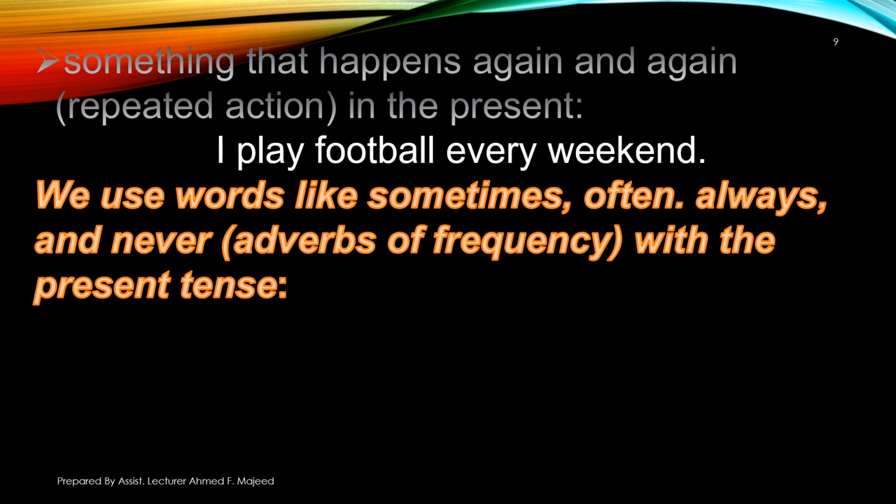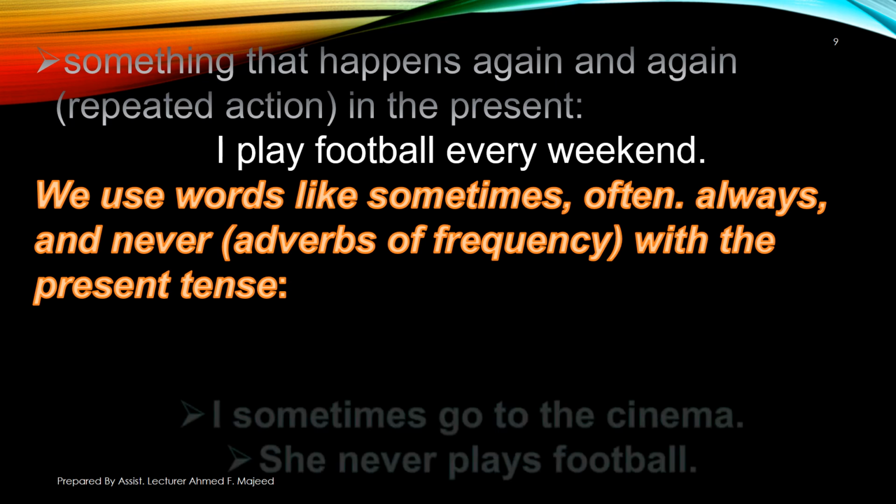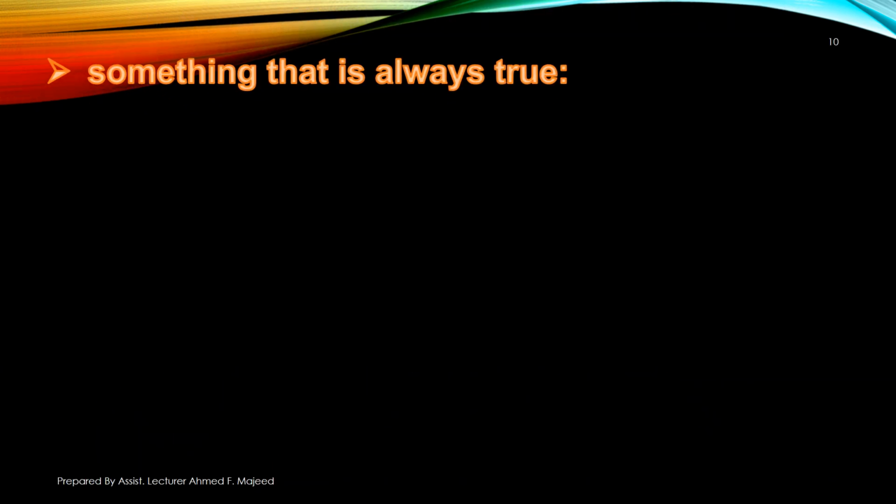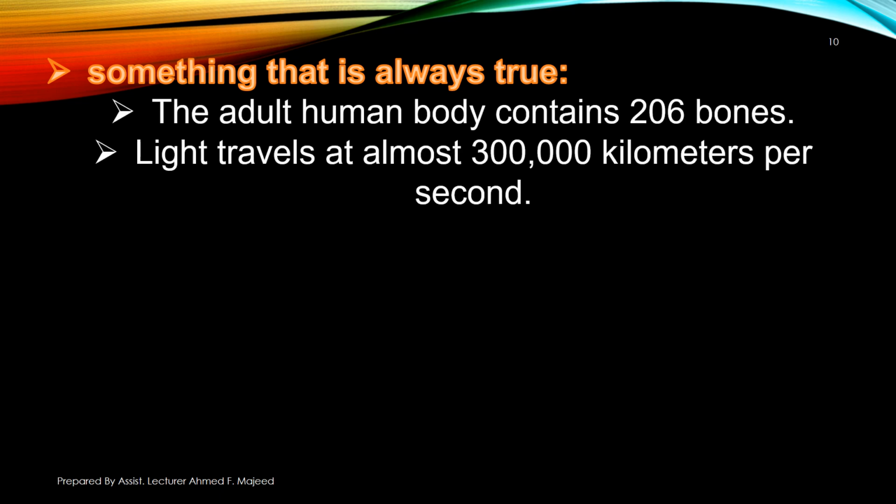We use words like sometimes, often, always, and never, adverbs of frequency, with the present tense. I sometimes go to the cinema. She never plays football. Something that is always true: the adult human body contains 206 bones. Light travels at almost 300,000 kilometers per second.